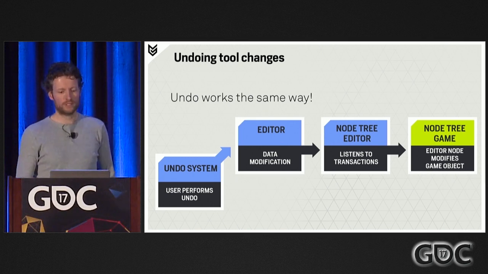So it also automatically works with undo, as the input for the editor data modification on the left is then the undo system instead of the tool. It is still the editor node in the game that modifies the game object as a result of a transaction in the editor. The game itself has no notion of the undo system at all.